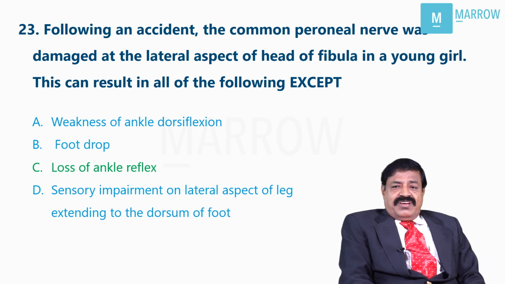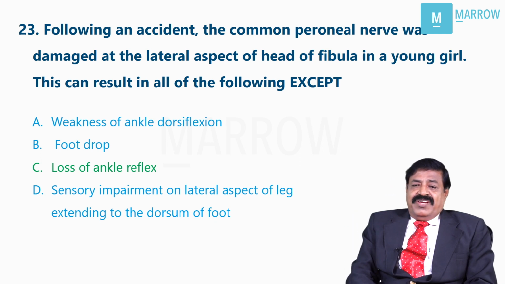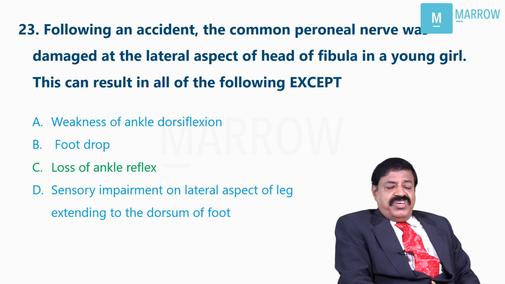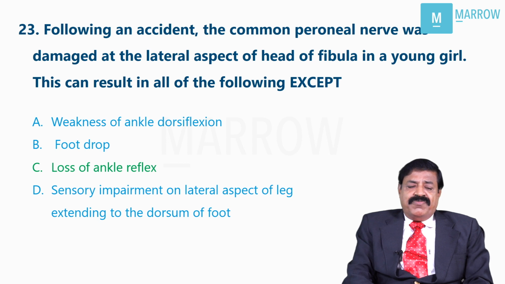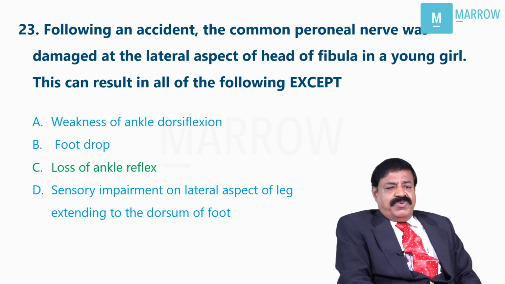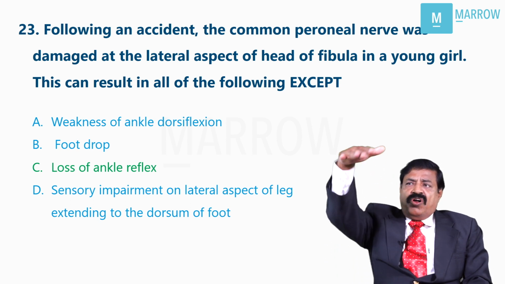In this girl, the common peroneal nerve is damaged along the lateral aspect of the head of the fibula. All these things are going to be the findings. Weakness of ankle dorsiflexion. Yes, muscles in the anterior compartment will be paralyzed. Therefore, there will be weakness of ankle dorsiflexion. That can lead to foot drop. Foot drop means the person won't be able to elevate the foot, dorsiflex the foot. Therefore, it will be kept in plantar flexion like this. This is called foot drop.